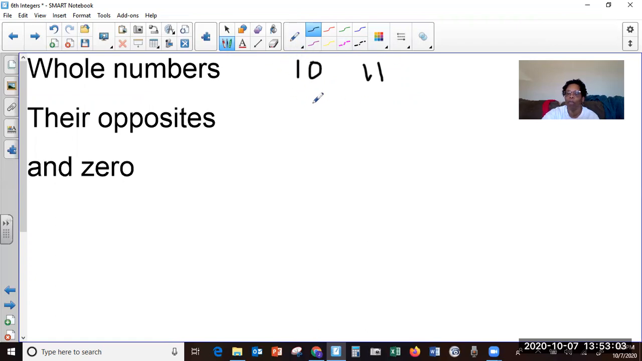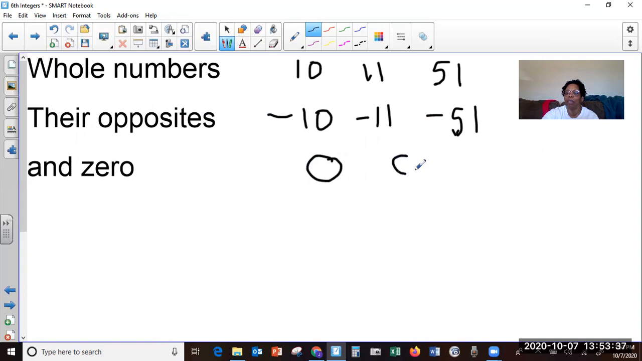These are positive whole numbers. And their opposites are, that's right. The opposite of 11 is -11. How about the opposite of -51? What's the opposite of -51? That is correct. It's +51. So integers are all whole numbers and their opposites. And don't forget 0. 0 is its own opposite. Or we can say it doesn't have an opposite except itself.